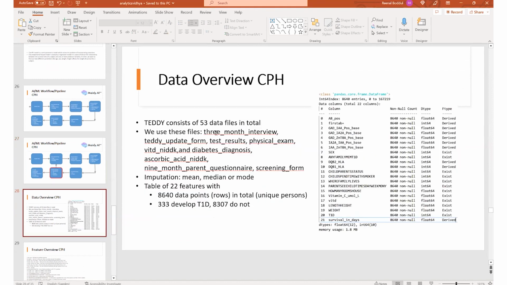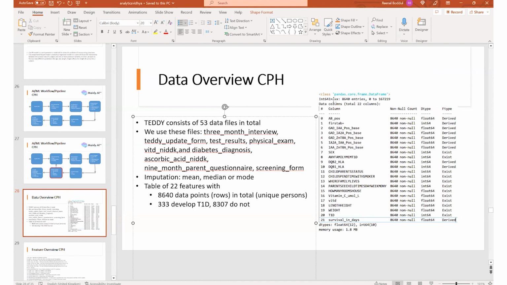As I mentioned earlier, we have 53 data files. The data is unstructured, so this data processing pipeline makes the data structured. This is the structured data we have formed, and these are the files we used. If you look at the right-hand side table, we made structured data with 8,643 entries and 22 columns.